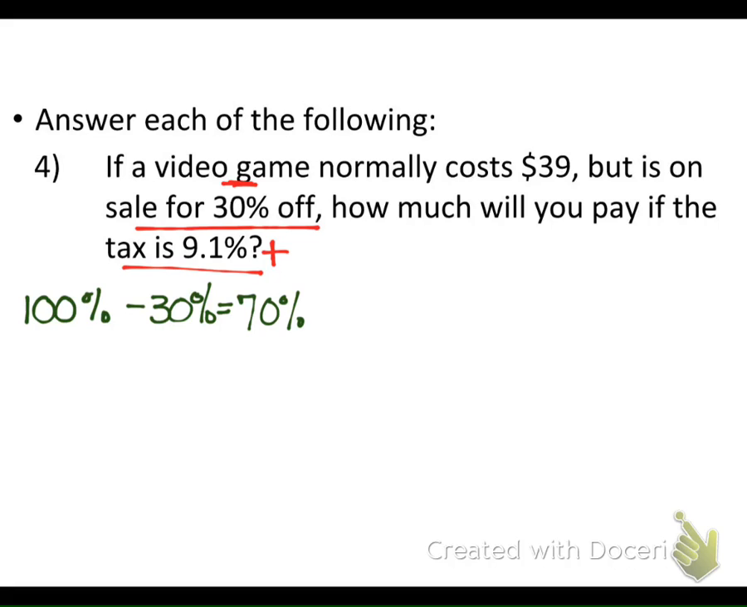Now step 3. A lot of you guys on your quizzes and on your homework assignments are forgetting to do step 3. What does step 3 say you need to do? Yeah, change that percent to a decimal. And we do that by dividing it by 100. So what's 70% divided by 100? What's 70 divided by 100? 0.7. Okay, so step 1 through 3 is done.